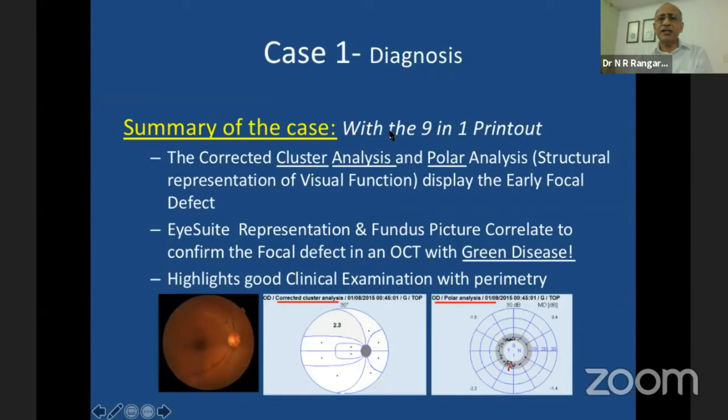Summarizing this case, I used a 9-in-1 printout, which highlighted what I had to see immediately. The corrected cluster analysis and the polar analysis displayed the early defect. The isopter representation and fundus picture correlated. And then, of course, the OCT does show a green disease, but the macular map tells me that there is something going on. So this highlights the need for a good clinical examination along with perimetry, and to understand your perimetry very well, where you're deploying it and how you're using it.